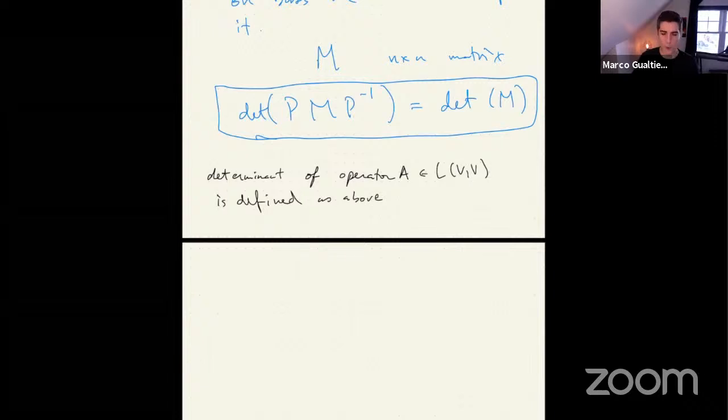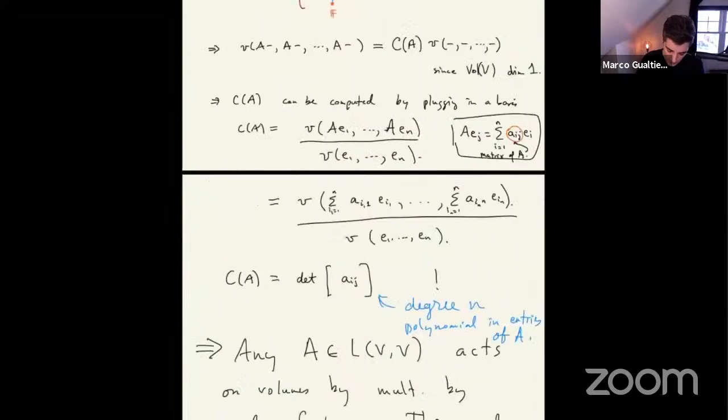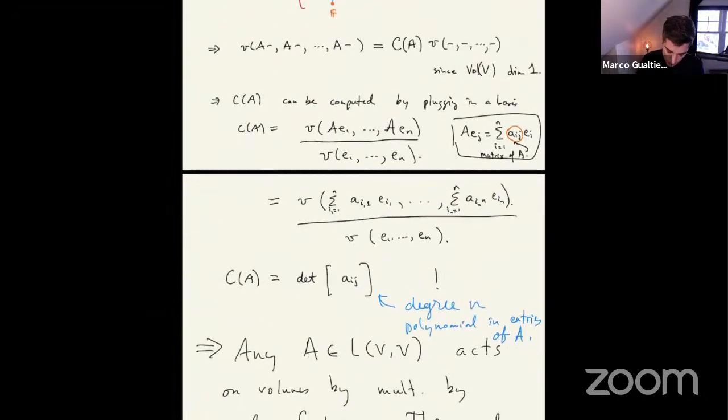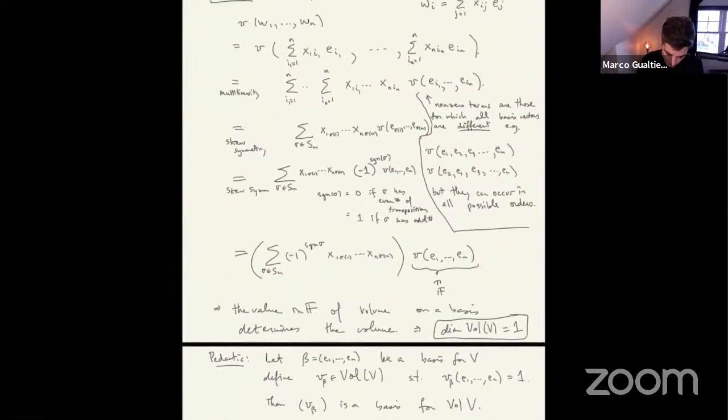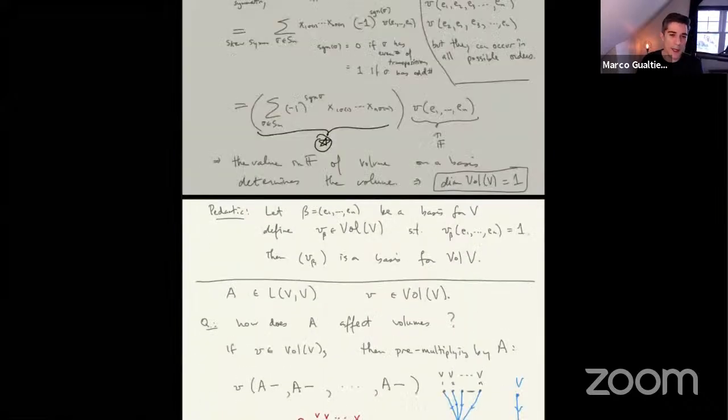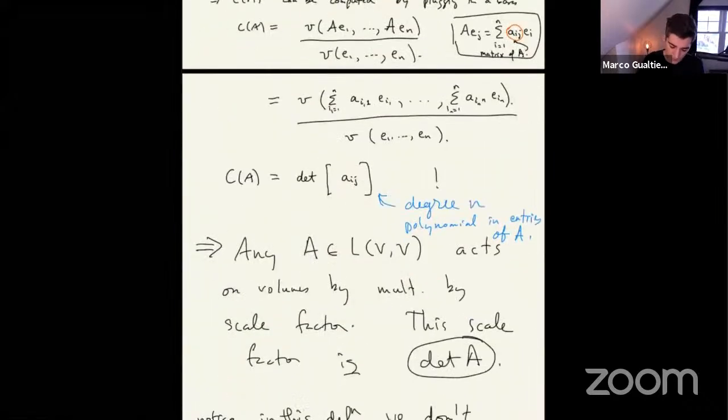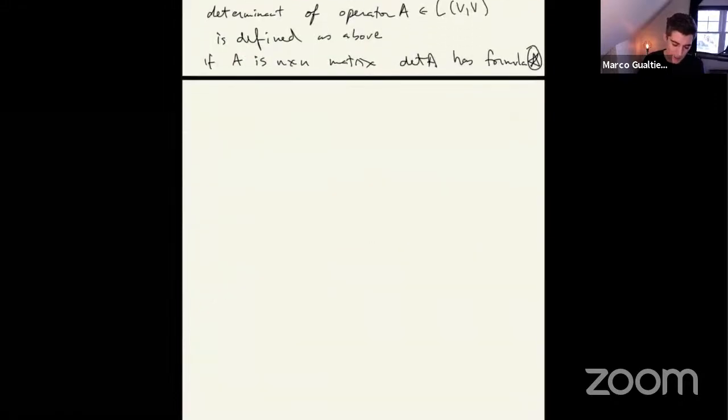But it also has an expression: if A is an n by n matrix, determinant A has the formula star, this formula here. It has this alternating sum of products, which I explained last time.